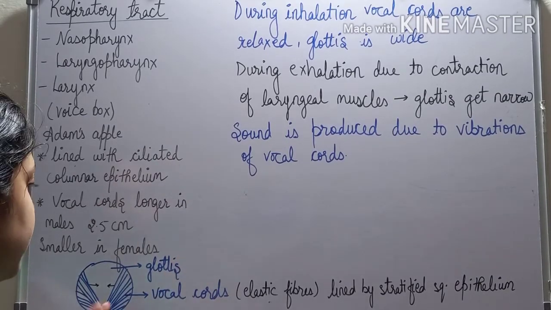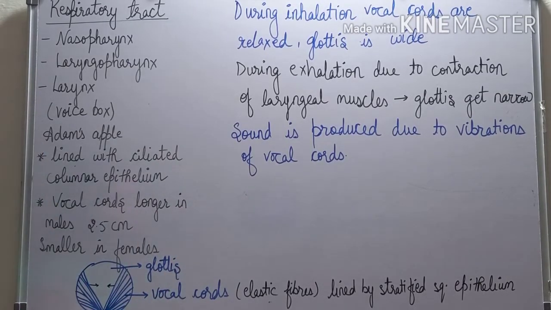Yes, how is sound produced? We are telling you that the larynx is the voice box. We have seen the structure of the larynx, what the larynx is made up of. Now we'll see how the larynx produces sound, and why it is known as the sound box or voice box.